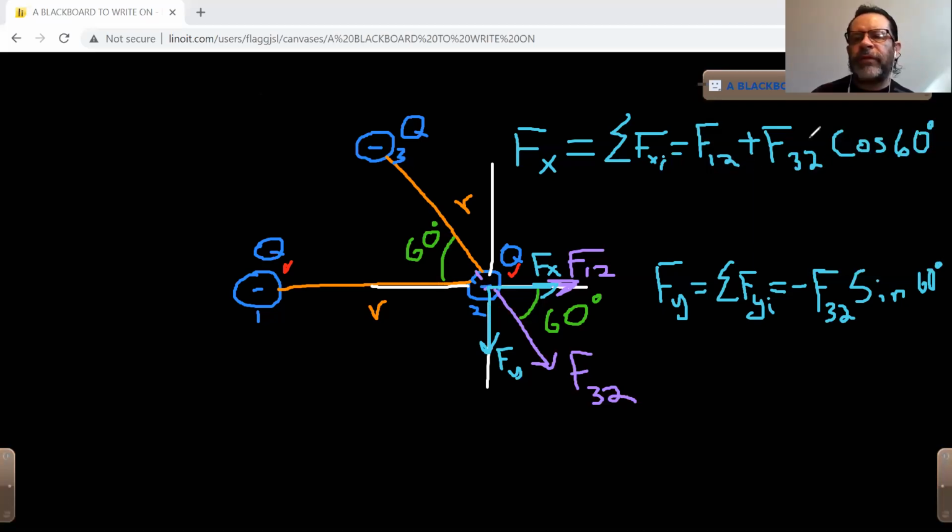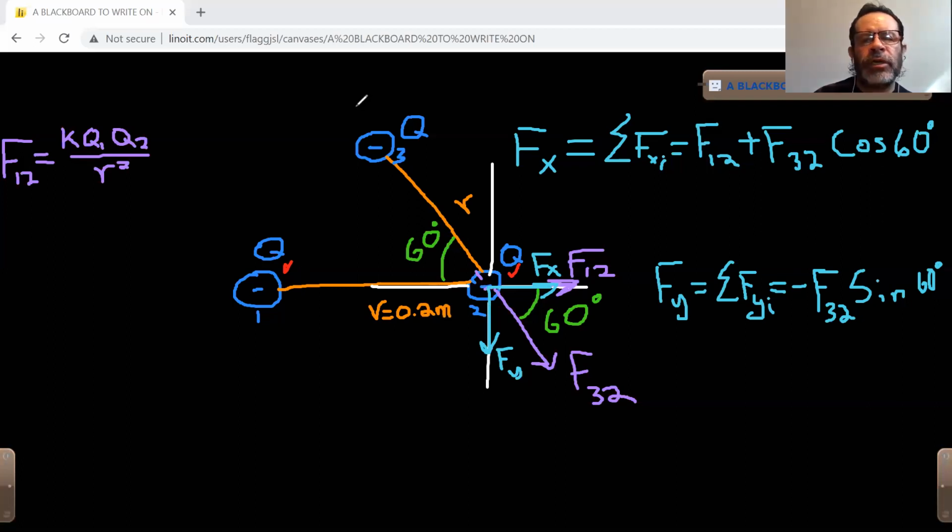But what are the values of F12 and F32? Well, this is where we go to Coulomb's law. So F12 is going to be K multiplied by Q1 multiplied by Q2 divided by R squared. And we know these values. R is 0.2 meters, right?